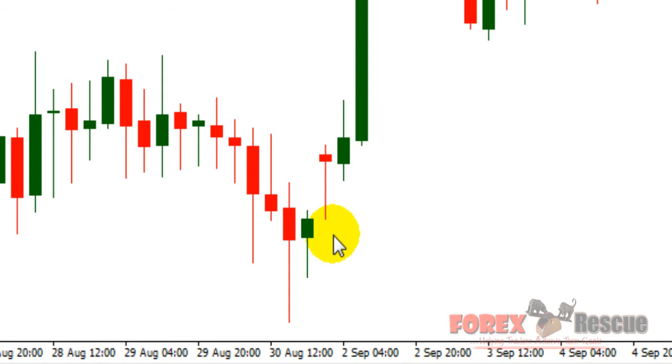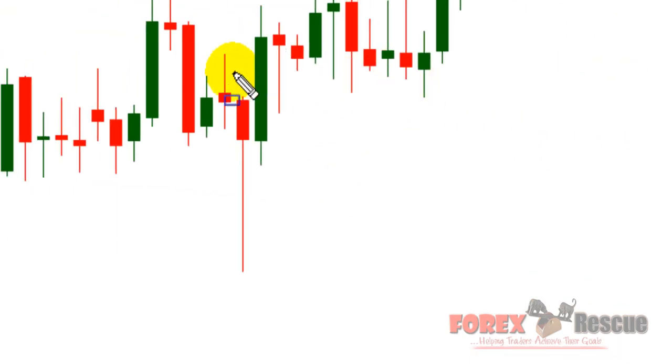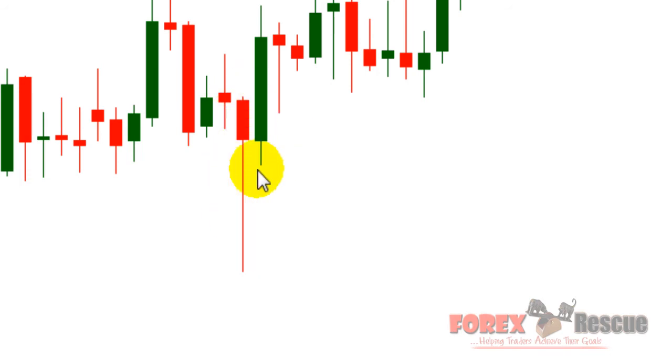Another example of a bullish pin bar is something like this. You can see something like this. This is a bullish pin bar. You can see that the hammer, that is the body, is at the top of the pin bar compared to the thread. So this is classified as a bullish pin bar.